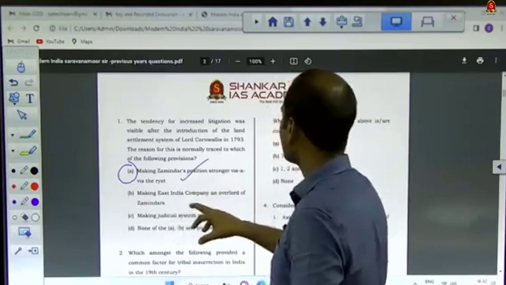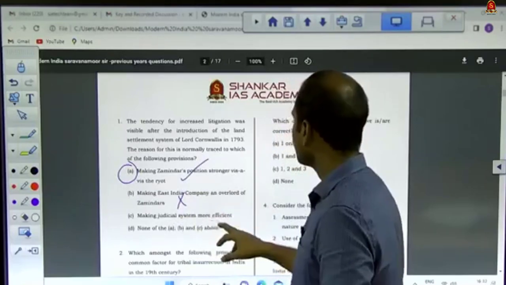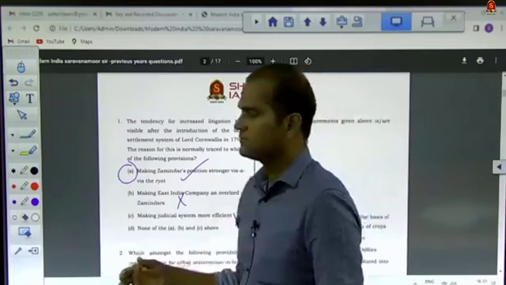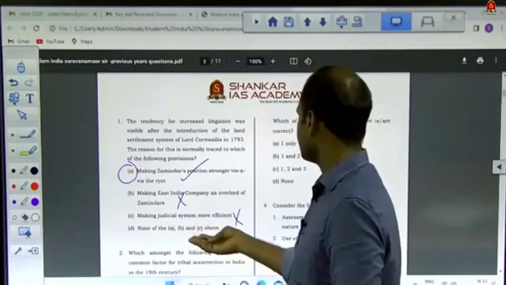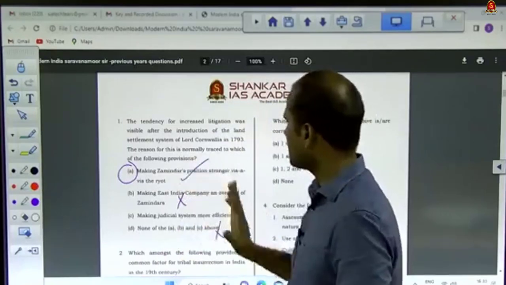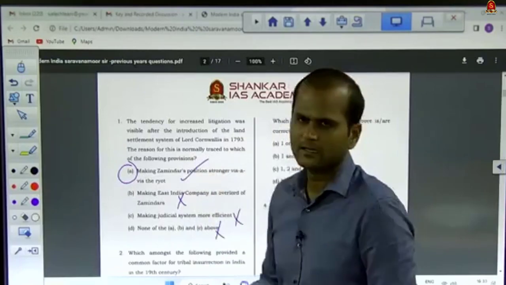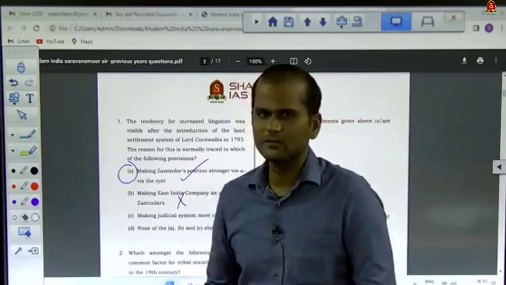Making the East India Company an overlord of the Zamindar, that's not at all. Making the judicial system more efficient, no, because though the judicial system was introduced, it was not accessible to the people. None of A, B and C, that's also wrong. The correct answer is making the Zamindar's position stronger vis-a-vis the Ryot. So this is the problematic thing that led to illegal expulsion.